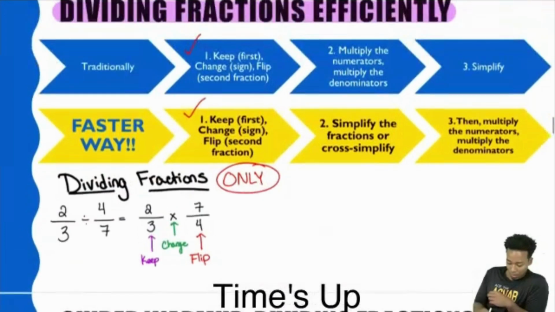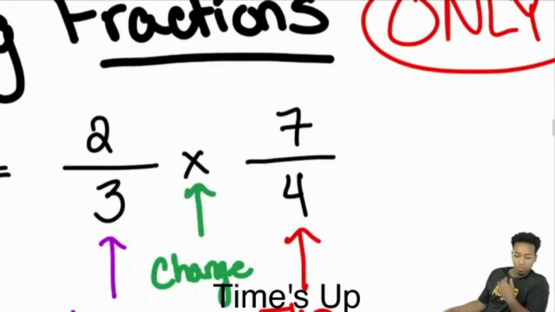And then after that, everybody, once you change it to this, what do we do? Once we're done keep, change, flipping, exactly, we solve. Thank you, Desiree. Yeah, we just go ahead and solve it. If we have anything to simplify first, sure, do it. And then go ahead and multiply.